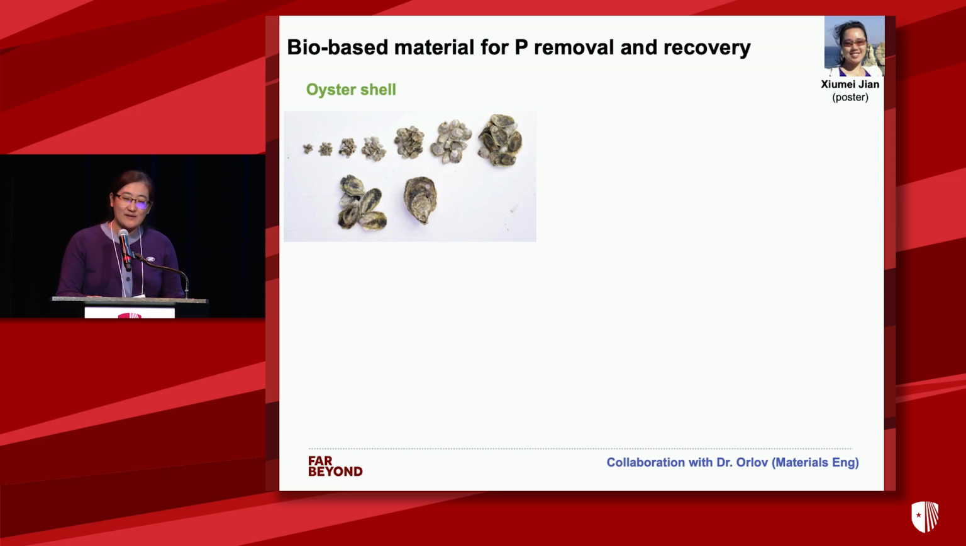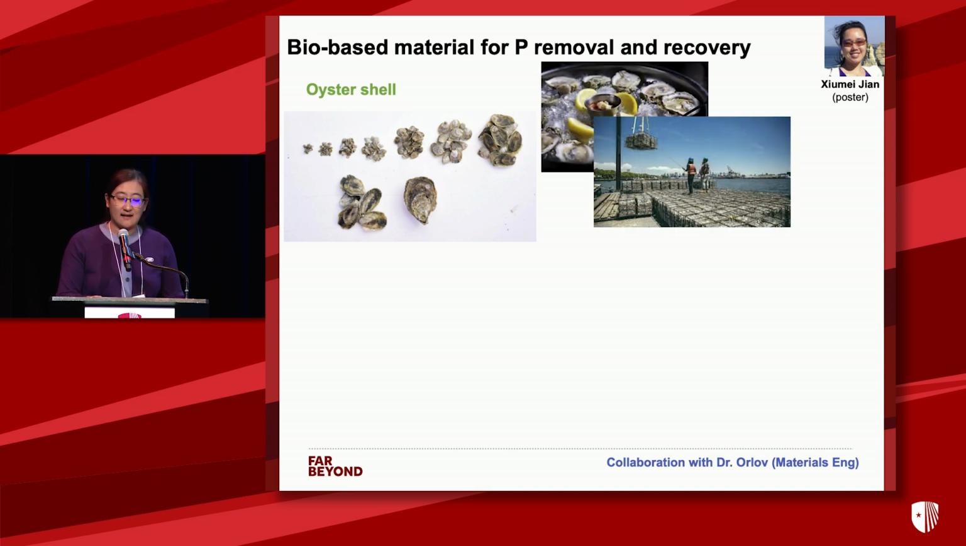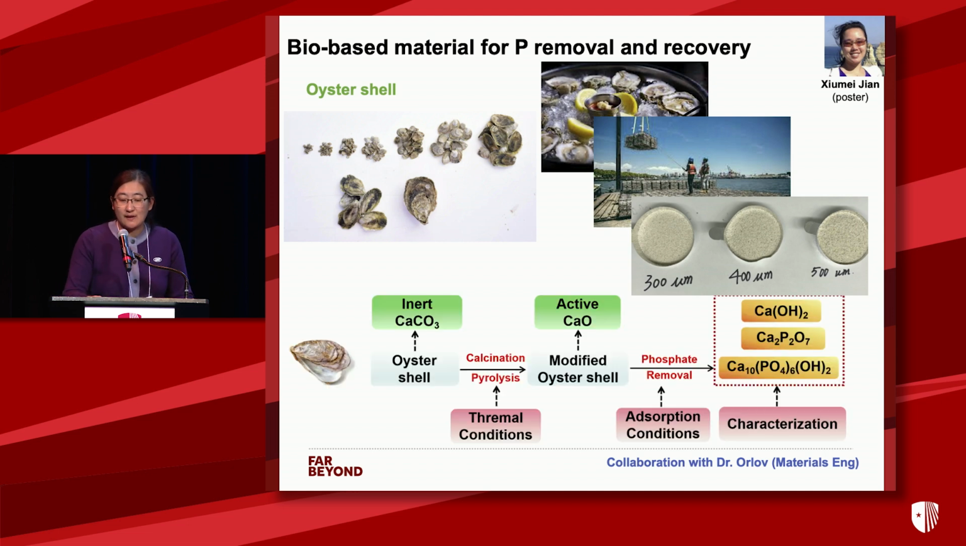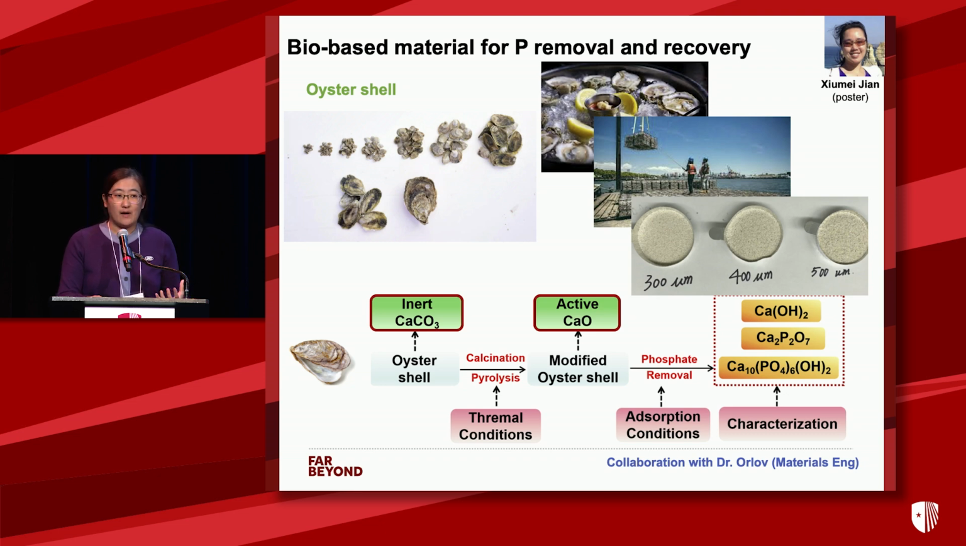But here, we use the oyster shell as an example to show you how we make these materials. Oyster shell is quite abundant, locally on Long Island, and it has been used for multiple purposes, like reef restoration and so on. However, when we look at these materials, we really look into the composition. As you can see here in this workflow, the raw oyster shell is majorly made up of inert calcium carbonate. By applying some thermal modifications, we are able to convert this calcium carbonate to the active calcium oxide, which can be used as an adsorbent for phosphorus removal to precipitate down phosphorus.